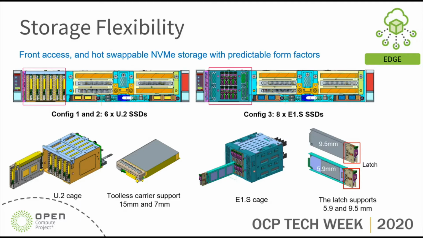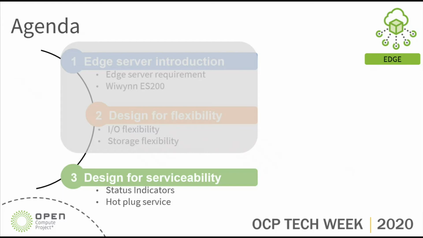So you may find we have designed a standalone U.2 cage to hold the 6 pieces of U.2, and each U.2 carrier has toolless maintenance, and is applicable for both 15 millimeter or 7 millimeter height U.2. The E1.S cage holds 8 pieces of E1.S, and we have a single co-designed latch. This latch is designed for both 9.5 millimeter and 5.9 millimeter thickness E1.S. And the final agenda is that the ES200 is designed for high serviceability.